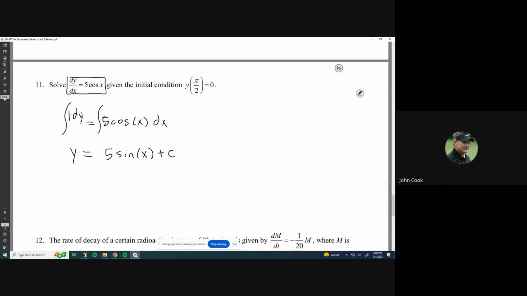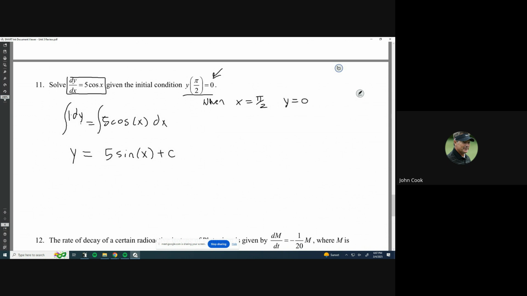And when we solve this and we have an initial condition, all we got to do is just find the c value, okay? So let's figure out what that's going to be. What this initial condition says is that when x, or t or whatever variable you're using, I guess we're using x, when x is equal to pi over 2, then the y value is going to be equal to 0. That's what this says, okay?